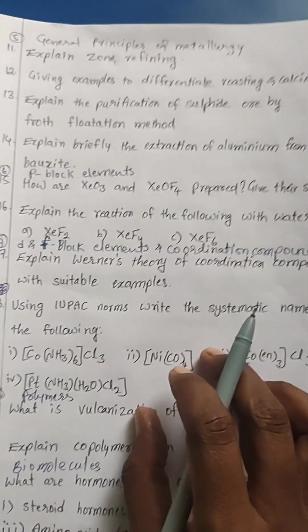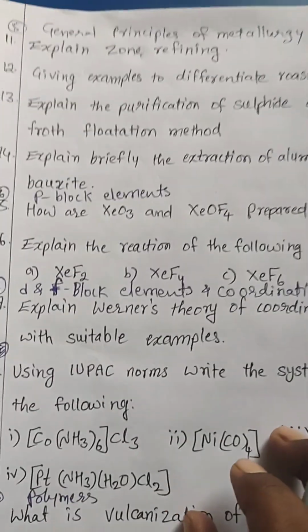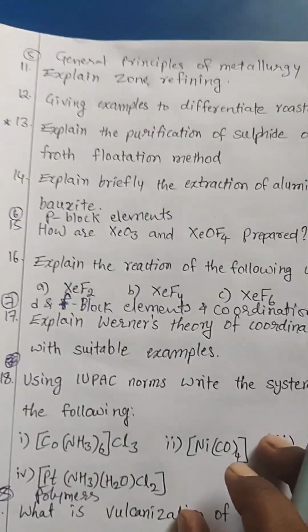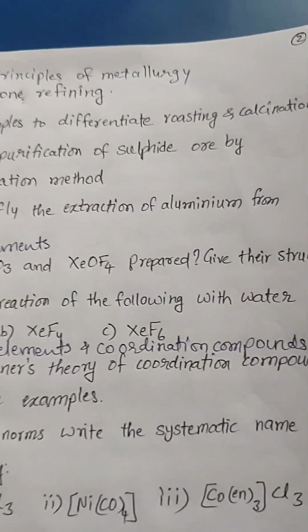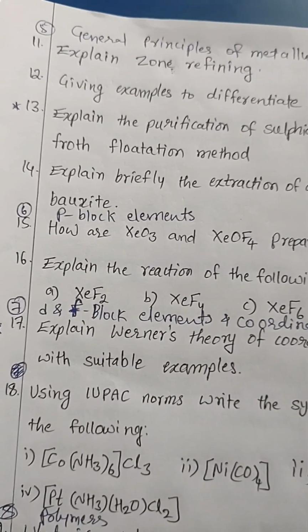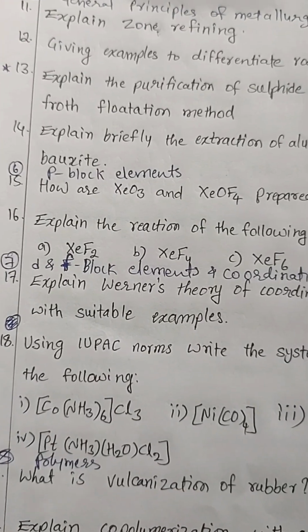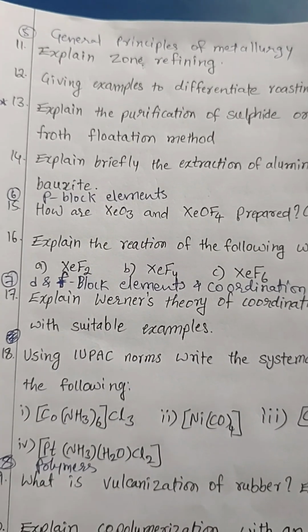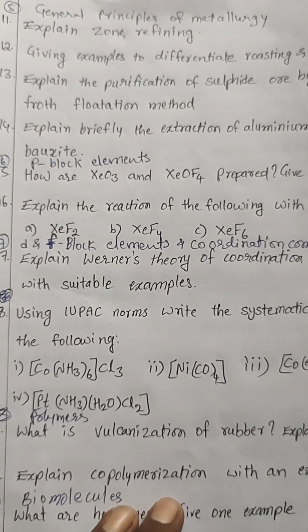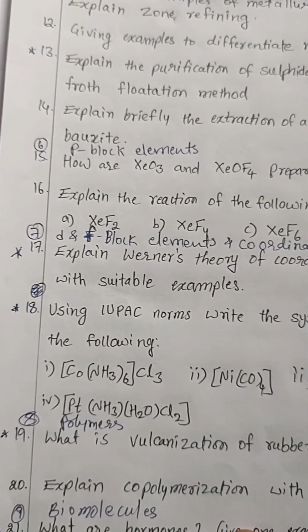Next, from the general principles of metallurgy: explain zone refining, giving examples to differentiate roasting and calcination. Explain the purification of sulfide ore by flotation method. This is the most important question from this chapter. Explain briefly the extraction of aluminium from bauxite.